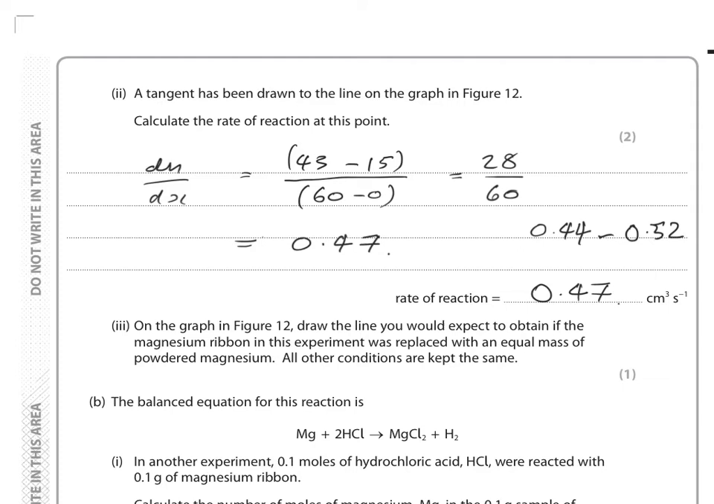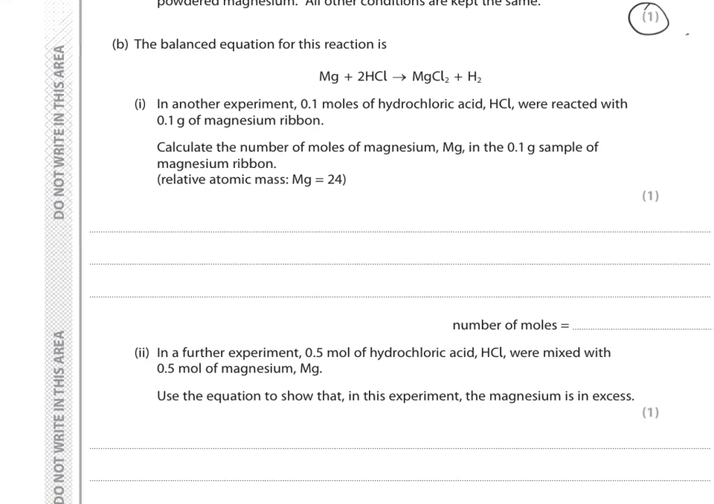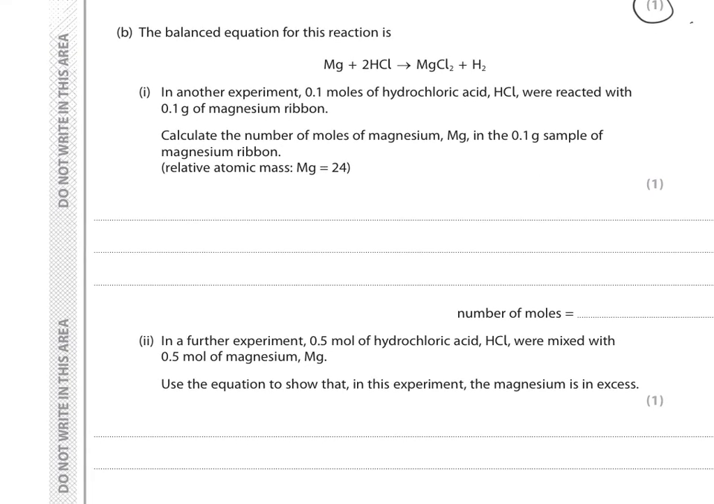Part 3 says, on the graph in figure 12, draw the line you would expect to obtain if the magnesium in the experiment was replaced with an equal mass of powdered magnesium. All other conditions are kept the same. So in other words, they've changed from magnesium ribbon to powdered magnesium, but they've kept the same amount of magnesium. That means that you're going to get the same amount of hydrogen produced, but it's going to be produced more quickly. So what I've done is I've drawn the line on the previous page, and you get a mark for drawing that.